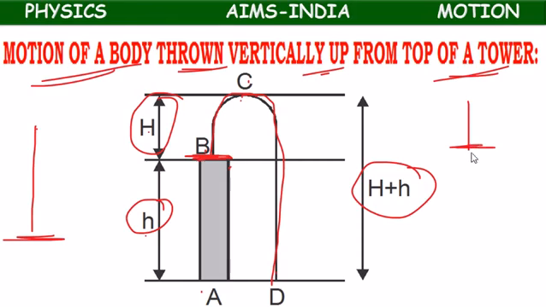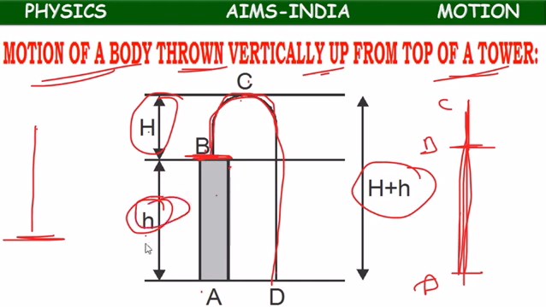This is B actually. This is A. A to B, B to C, same path, C to D. It's the same straight line, children. It's the same straight line going up, coming back. But for showing the values, we have drawn like a curve, but it is not a curve. It's a straight line path. You have to assume it as a straight line path.